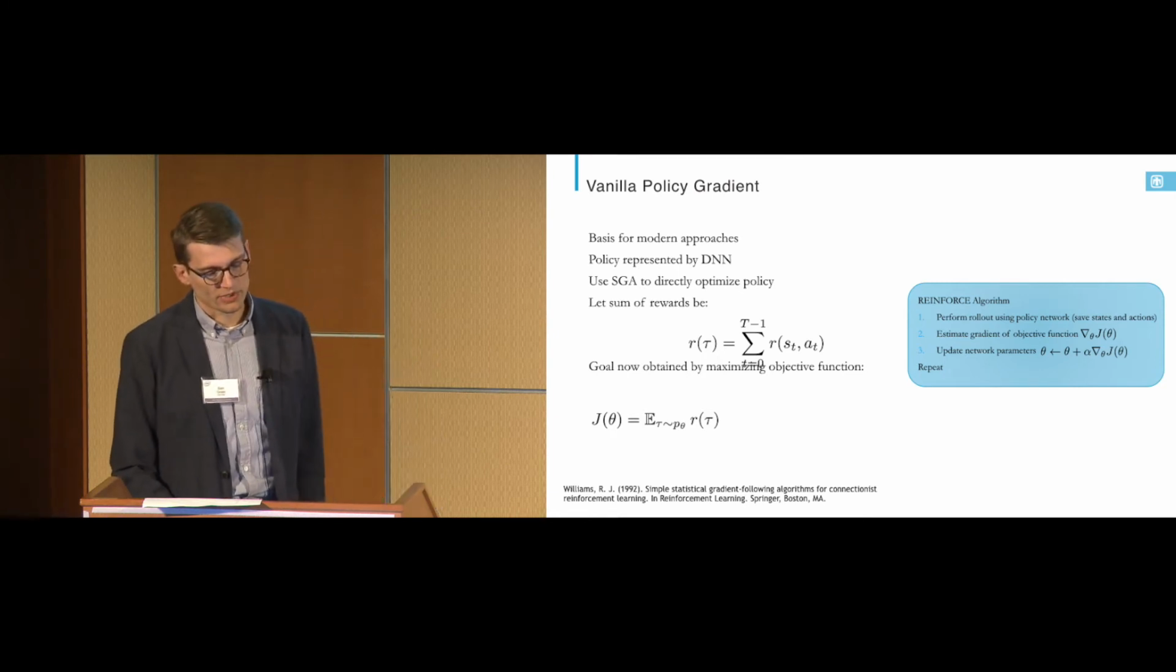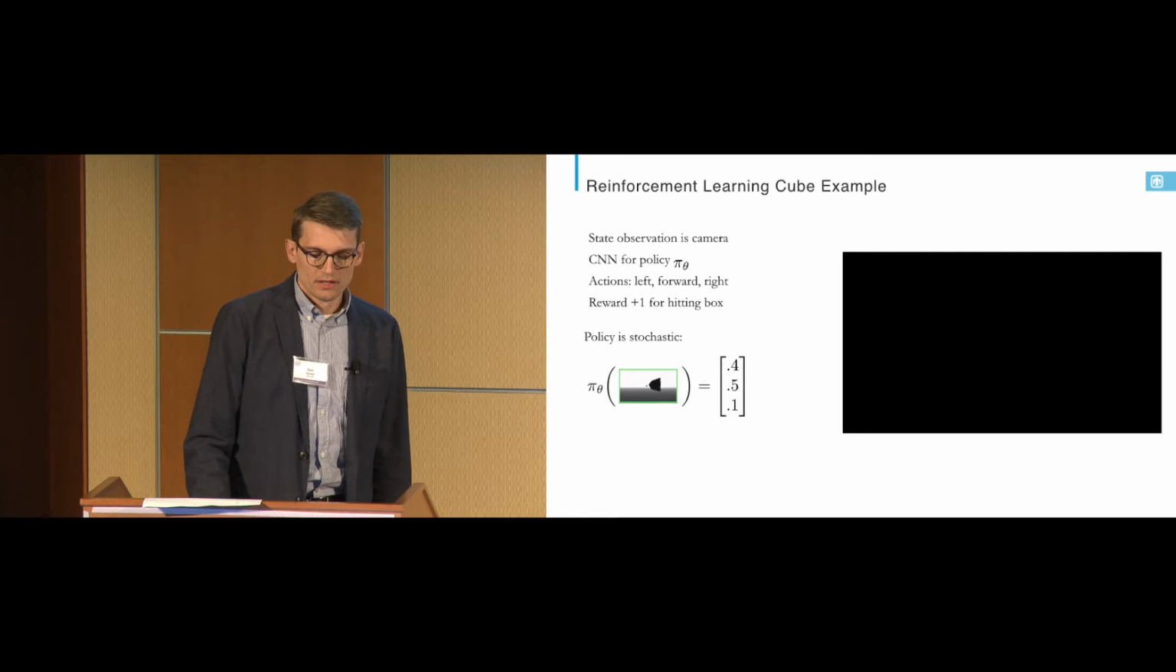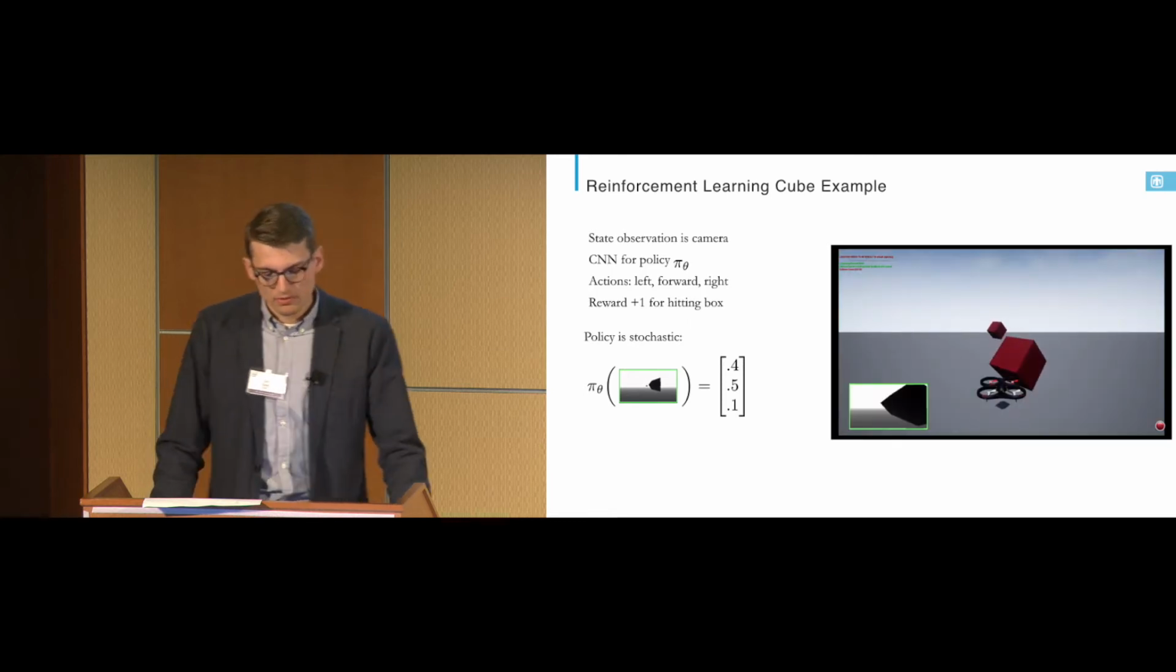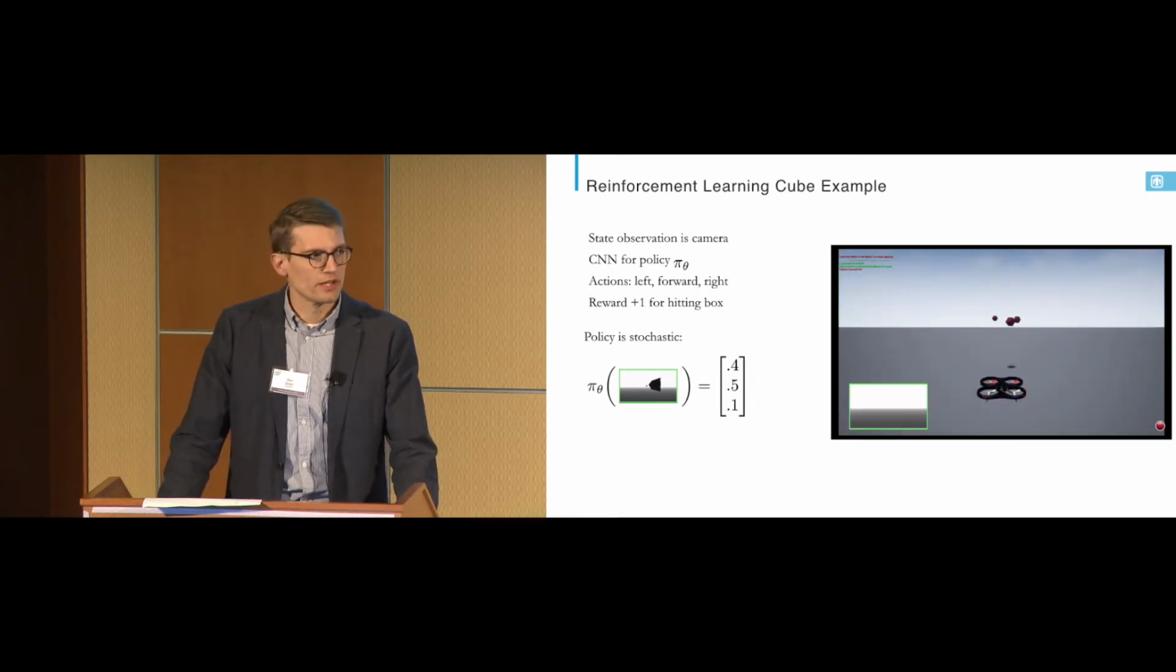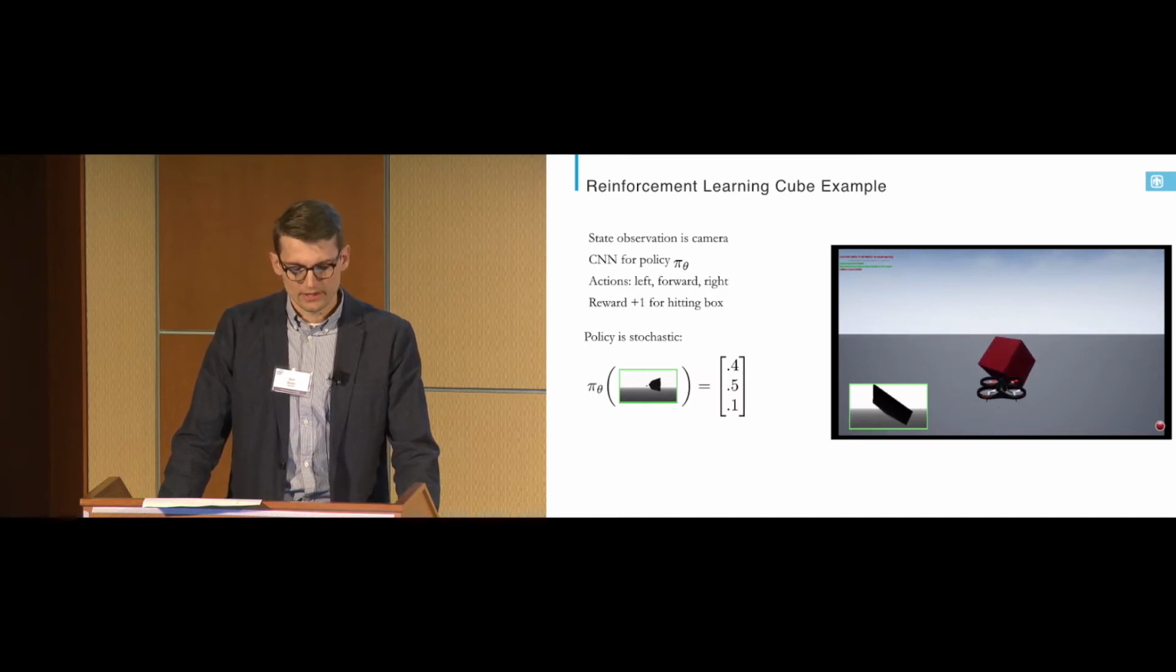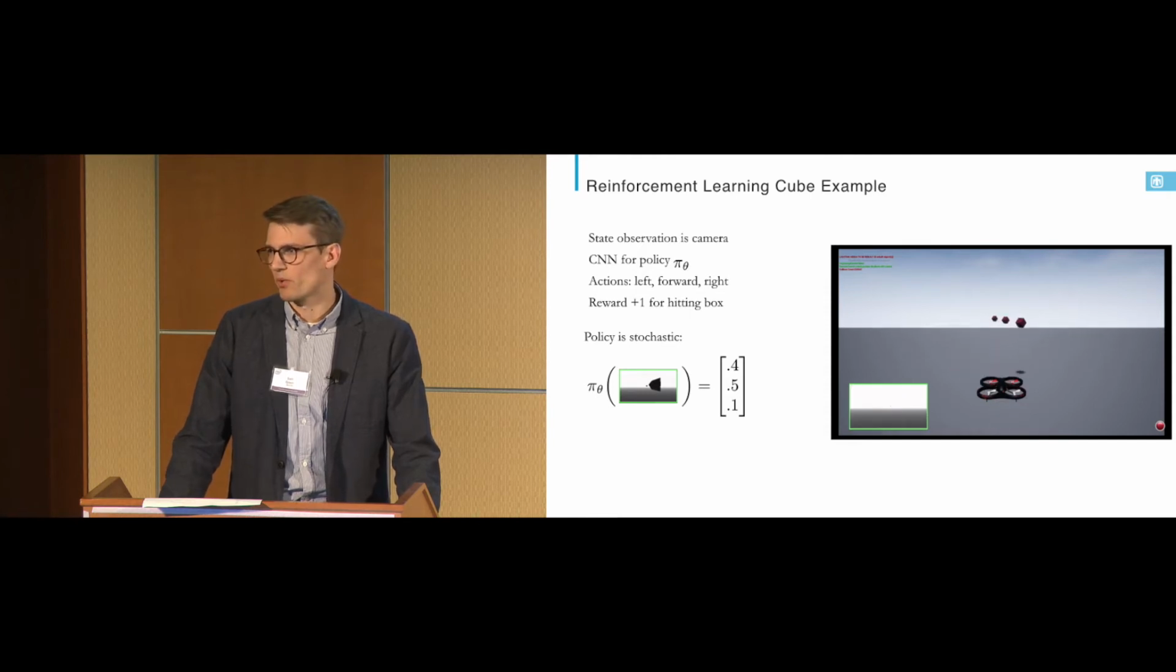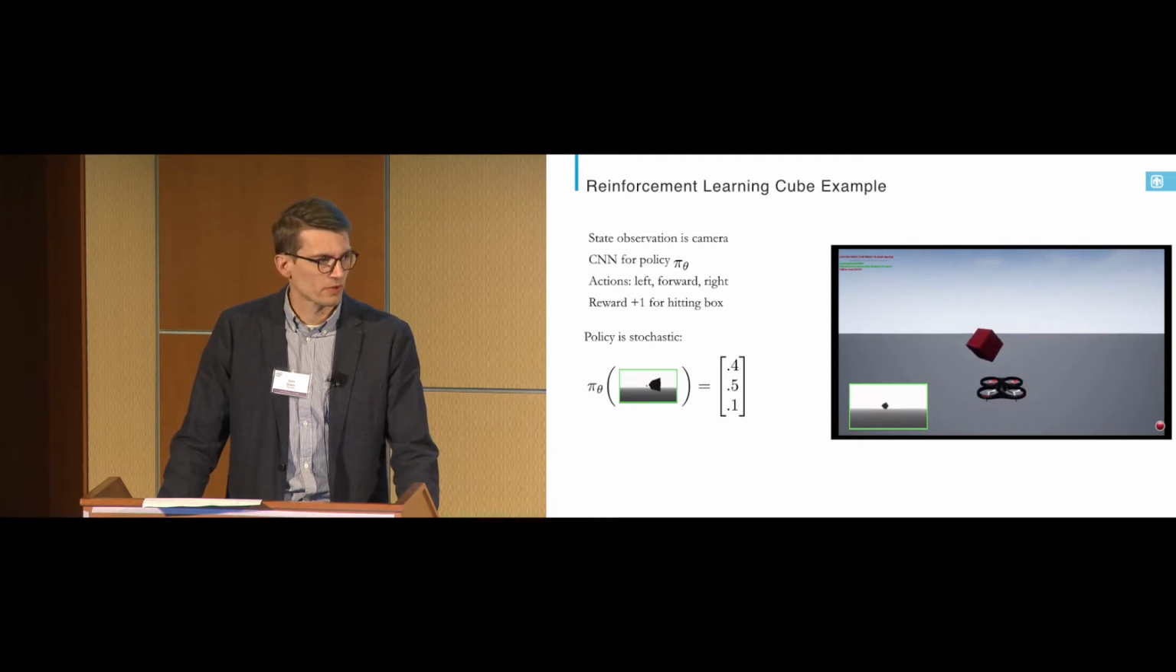And that's called the REINFORCE algorithm. Here is a toy example where we have a drone trained to collect boxes in simulation. In this case, we have a CNN representing the policy. For each box that the drone hits, it gets a reward of +1. It gets nothing if it doesn't hit a box, so we have sparse rewards for our states and our actions.